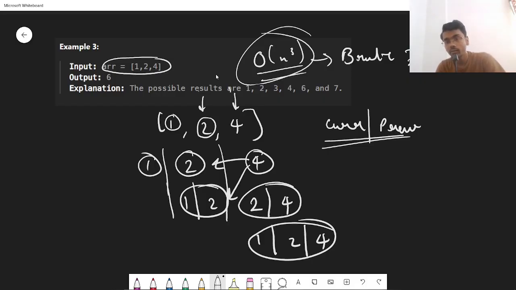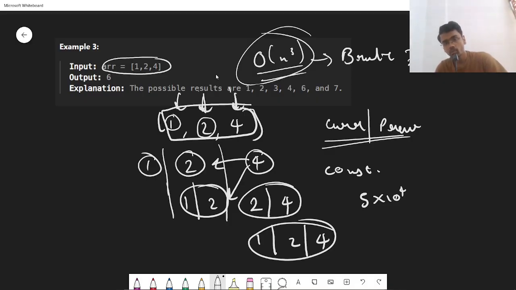But you might say that this is also not the efficient solution, because the constraints are given as something like 5 cross 10 raised to the power 4. So you are right. One outer loop will be there for going to each and every index, and this array can be of length at max n. So our outer loop will be running n number of times, right?